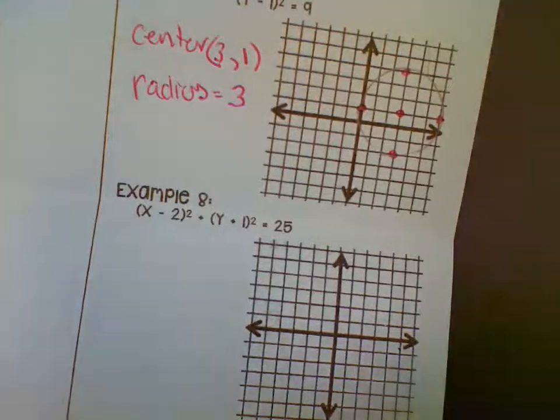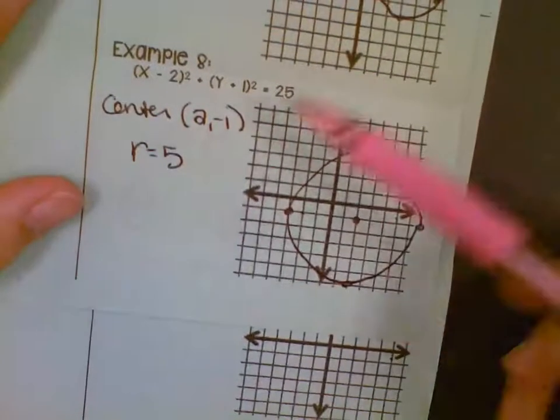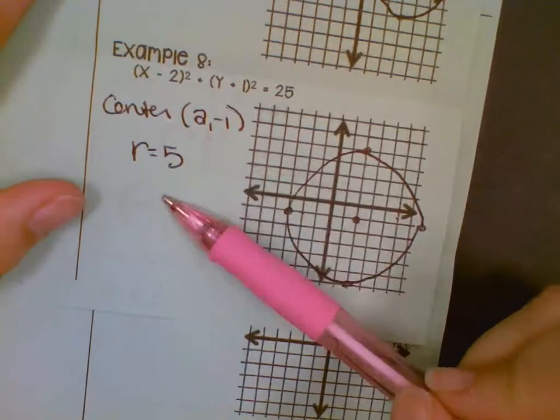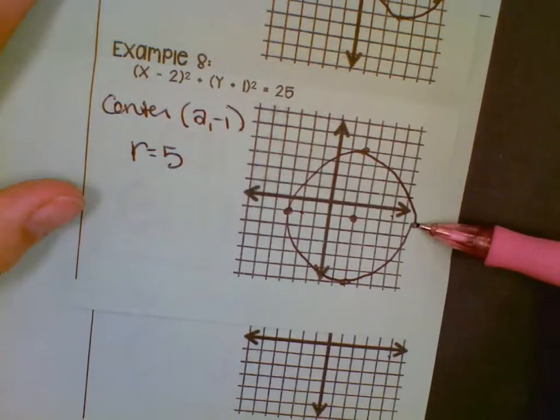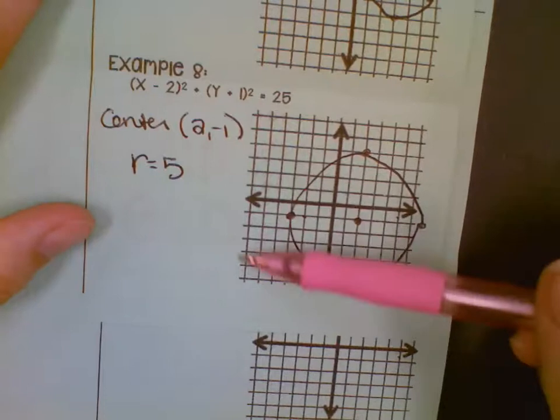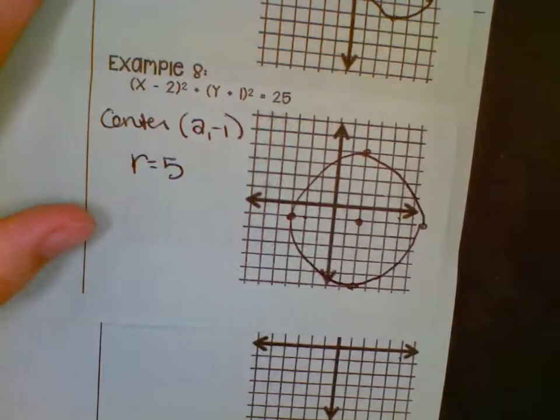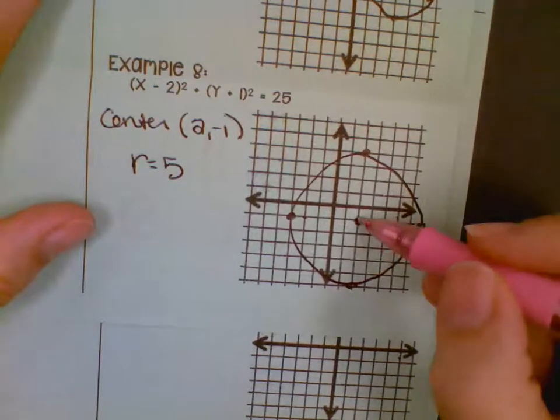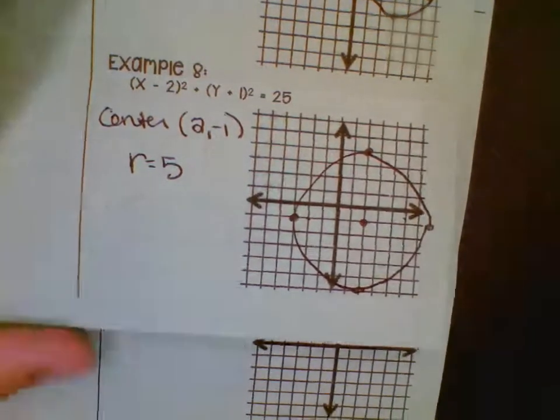Okay, so here we go. Our center is at (2, -1) with a radius of 5, so you did have to go over an extra one. As you can see, I didn't use my compass for this circle, and it looks bad. You don't have to use the compass, though. It's fine as long as your center is right and your distance away from your center is good.